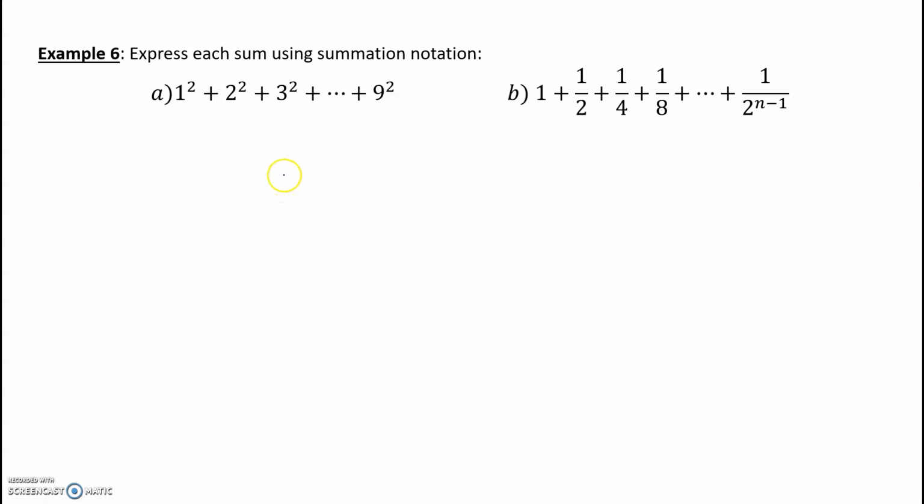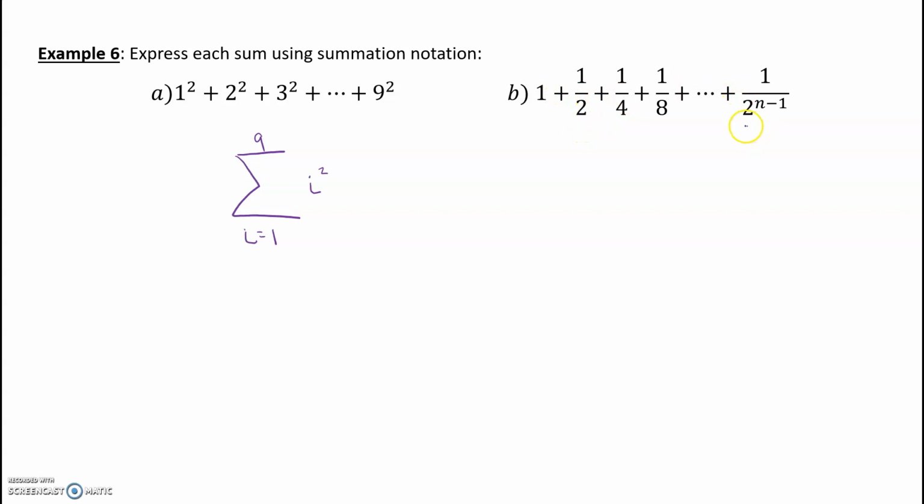Last but not least, this one we actually want to put in summation notation. So we're going to say summation. We'll use the letter i. So we want i. All right, let's see what we got here. 1 squared, 2 squared, 3 squared, all the way up to 9 squared. So we want i to be squared. And we want i to be from 1 all the way up to 9. So we're going to plug in 1 squared, 2 squared, all the way up to 9 squared. You see that pattern right away.